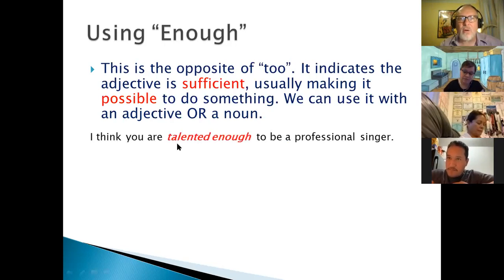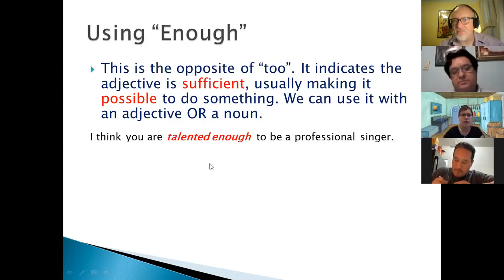First one says, I think you are talented enough to be a professional singer. Notice, where did I put the word enough? Before or after the adjective? After. After the adjective, right? Enough goes after the adjective. If you remember this from level 3.